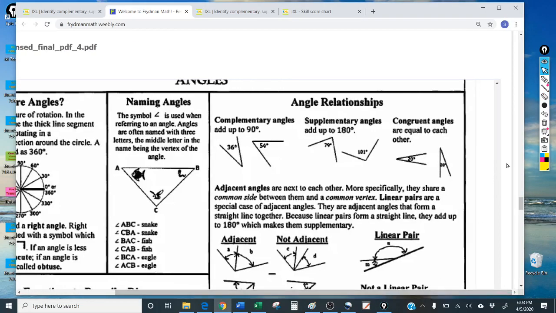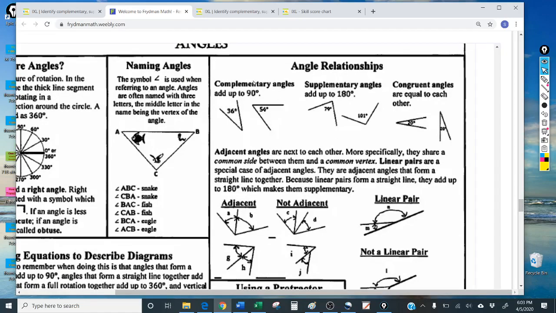Now, in a previous video, we talked about complementary and supplementary angles. Complementary angles add up to 90 degrees. Supplementary angles add up to 180 degrees. Those are the definitions of complementary and supplementary angles. And here's another definition. Congruent angles are angles that are equal to each other. Okay, so this angle here, which is 20 degrees, is congruent to this angle here, which is also 20 degrees. So congruent is just a fancy word for equal.